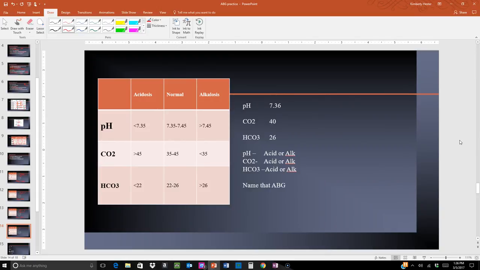All right, so our pH is 7.36. Where does that fall? That is normal. Our CO2 is 40, which is also normal. And our bicarb is 26, which is also normal. So this is a normal ABG. So this patient's going to be discharged and going home.